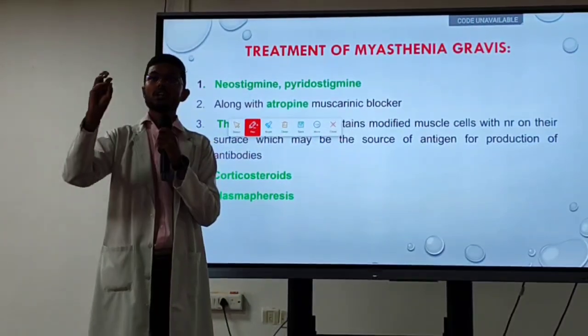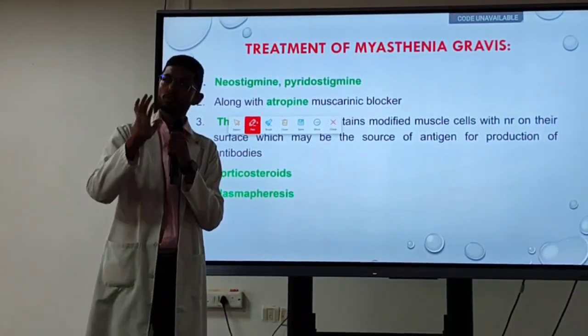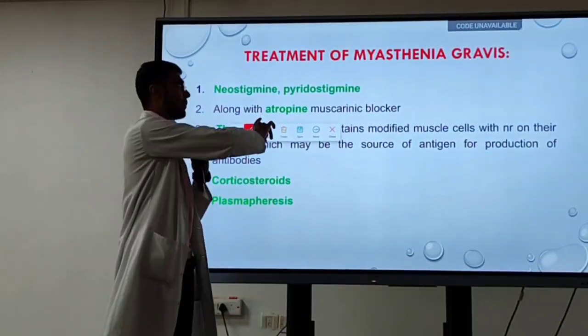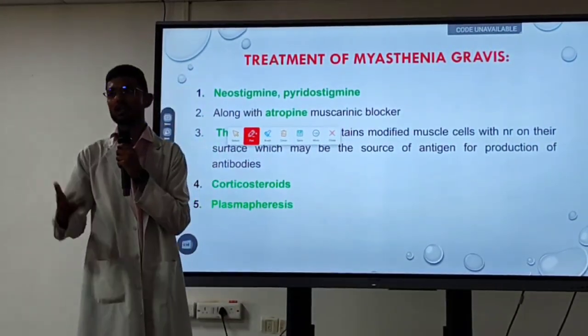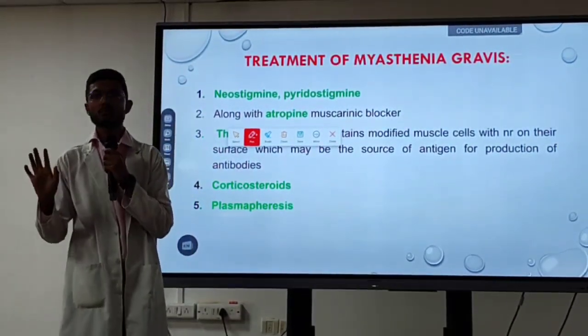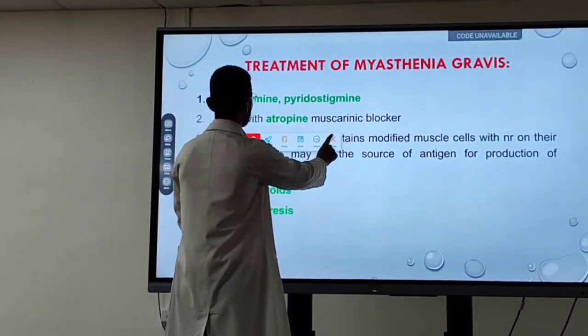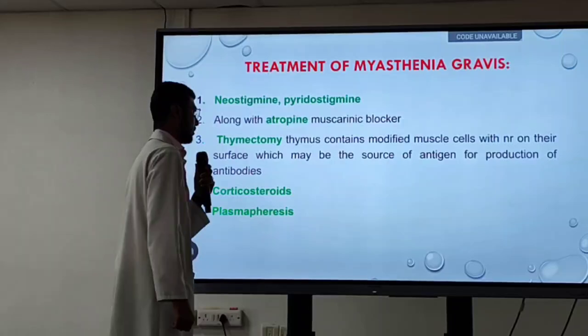So what we do, we simply want NM receptors to be active, but we want to block muscarinic receptors. So atropine is a muscarinic receptor blocker. You give atropine, all the muscarinic receptors will get blocked, and only muscle weakness will be improved. That's why neostigmine and pyridostigmine are given with atropine.